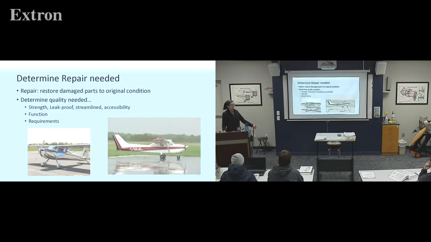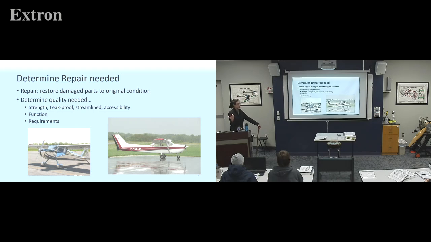So the idea, as we go through all of this, is when you do a repair, you want to restore the damaged parts to the original condition. And you're going to have to determine what quality is needed and start to think about the big picture.